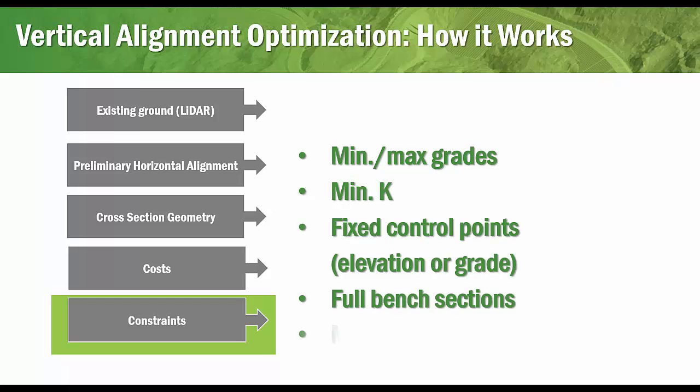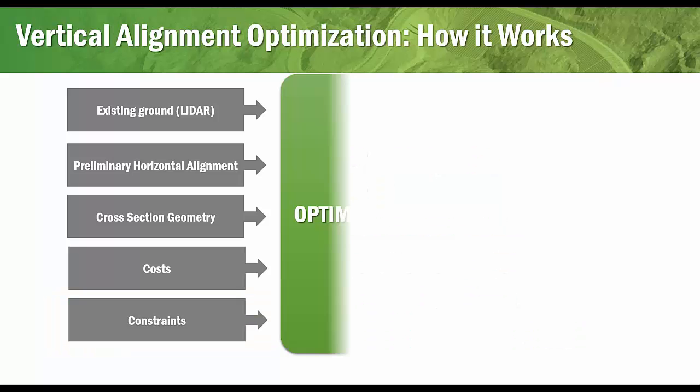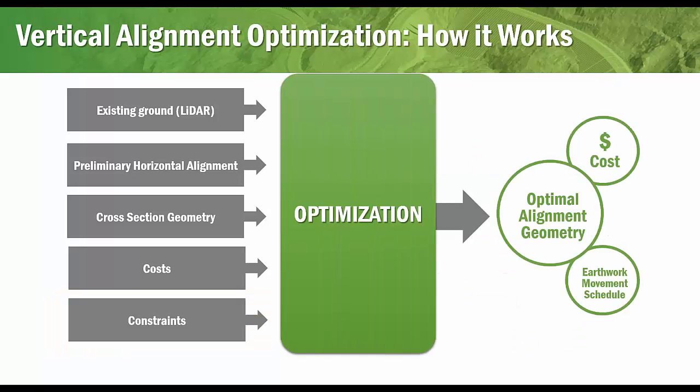It can take into account full bench sections, and also you can define your material movement direction. So those are the 5 pieces of the puzzle that go into optimization. And from there you get your optimal alignment geometry, your costs, and an optimal earthwork movement schedule. So that's a quick summary of Softree Optimal and what optimization takes.